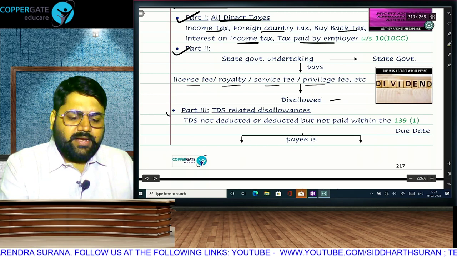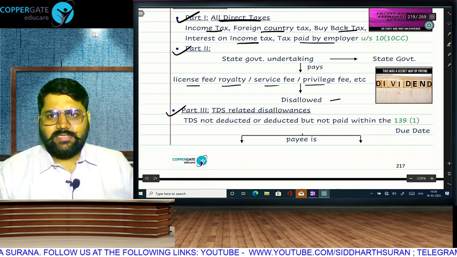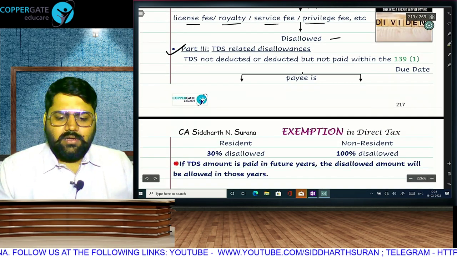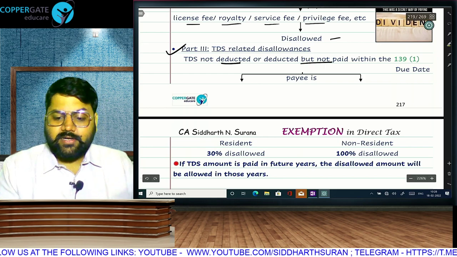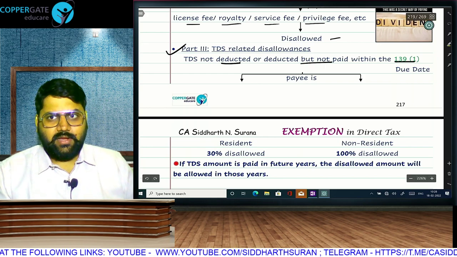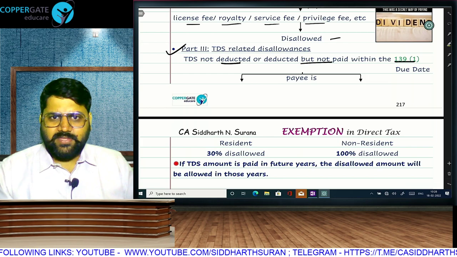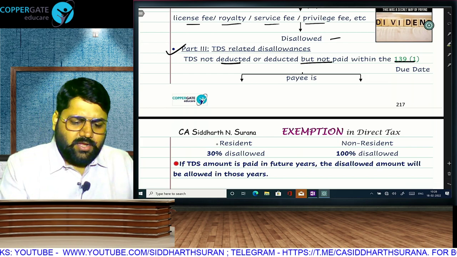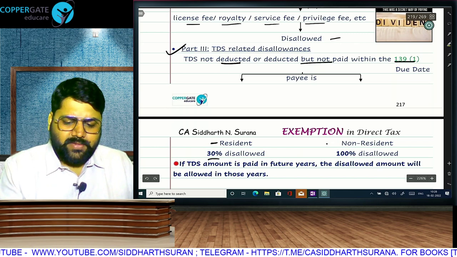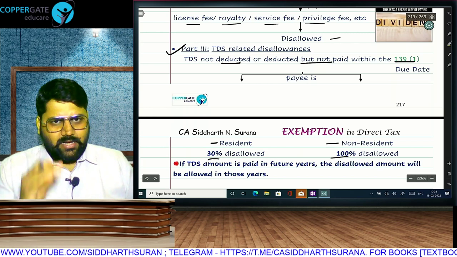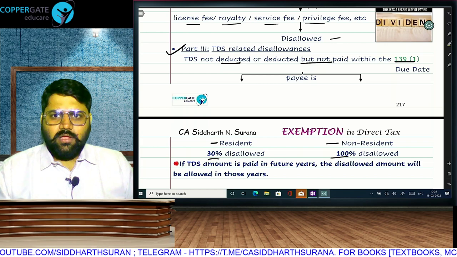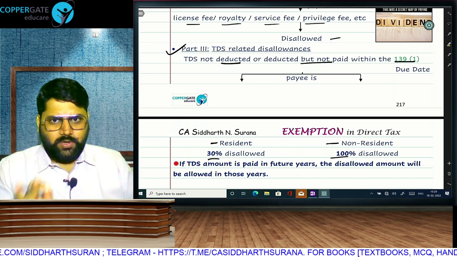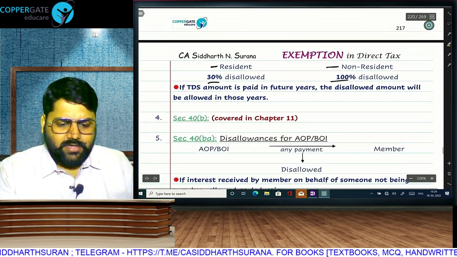And any TDS related non-compliance that we have already seen, if the TDS is not deducted or deducted but not paid up to the due date of 139(1), if you miss the 7th of the next month, there will be interest. But if you miss 139(1) due date, the expense will be disallowed. If the payee is resident, then 30%. If the payee is non-resident, then 100%. And if this amount is paid to the government in a future year, then whatever is disallowed today, 30 or 100 respectively, will be allowed in that year.